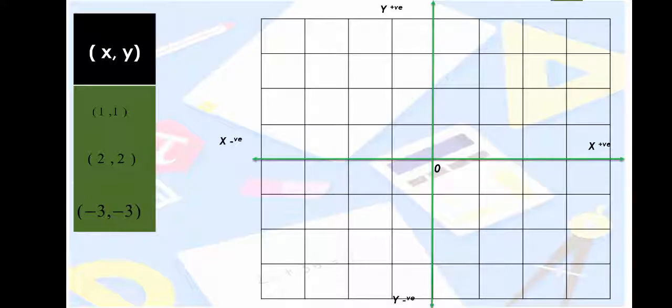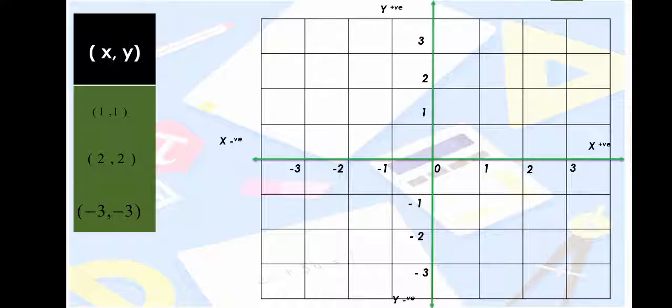So here you will see that the values in the x column go up to 3. So the values are 1, 2 and 3. And the values on the negative x-axis are minus 1, minus 2 and minus 3. Then the y column also goes up to 3. So points are 1, 2 and 3. And the negative y-axis is minus 1, minus 2 and minus 3. Now afterwards you have to plot the ordered pairs on the graph.